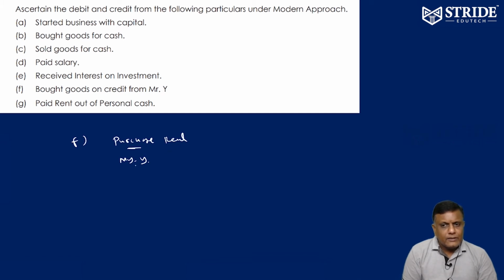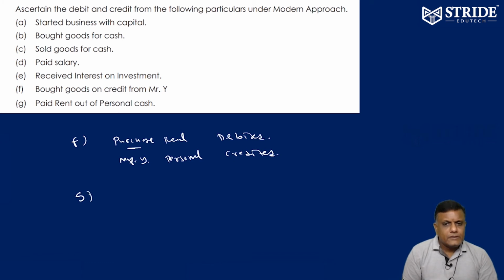Mr. Y is going to be credited, the giver. Credit the giver, therefore personal account. So purchase to be debited, debit what comes in. Mr. Y personal, credit the giver, so should be credited. So purchase to be debited, Mr. Y to be credited. That's it.